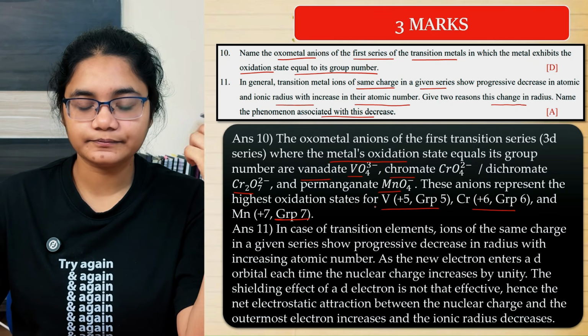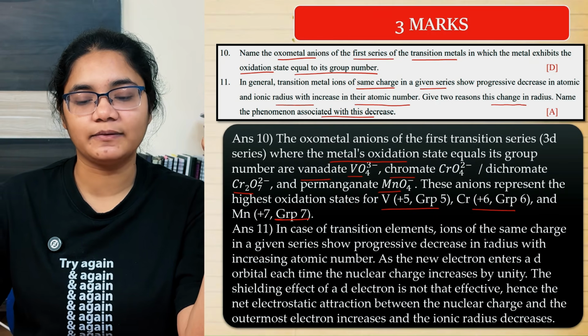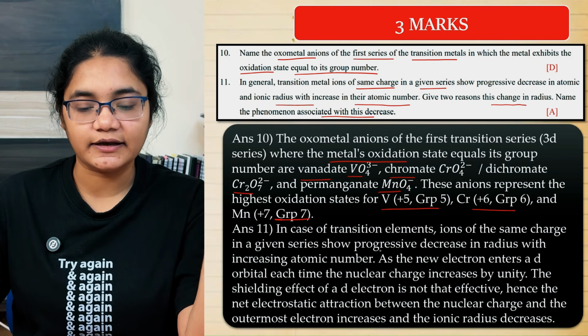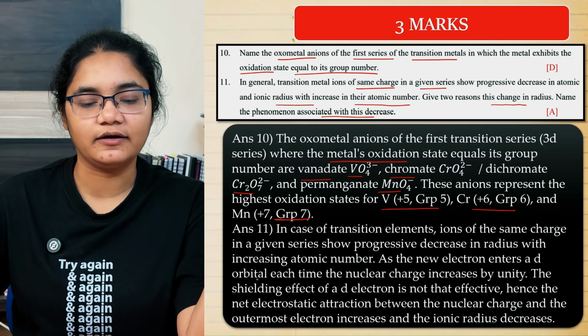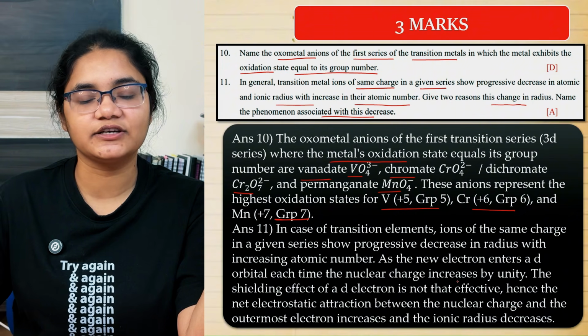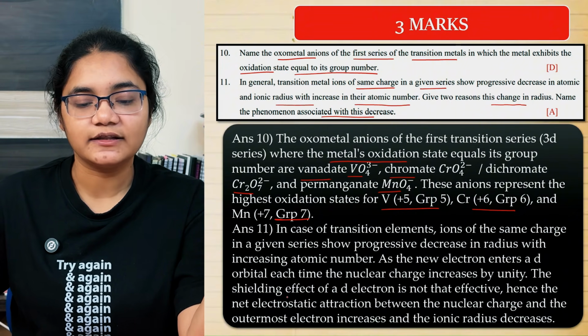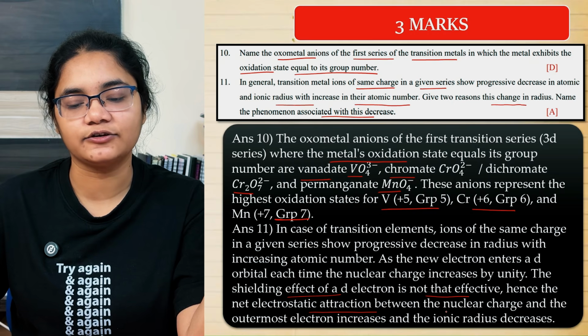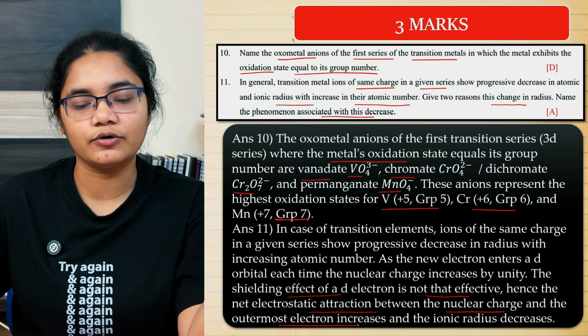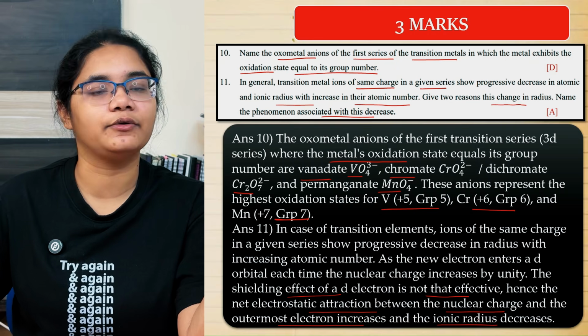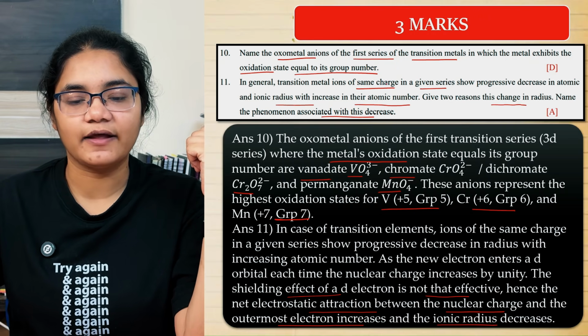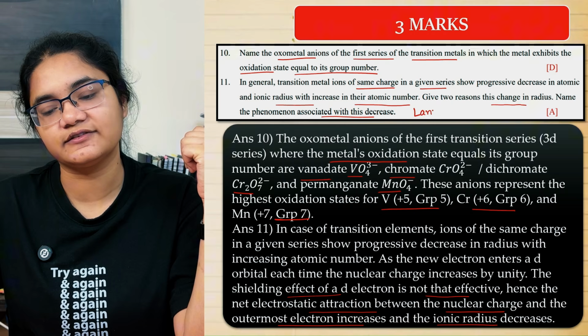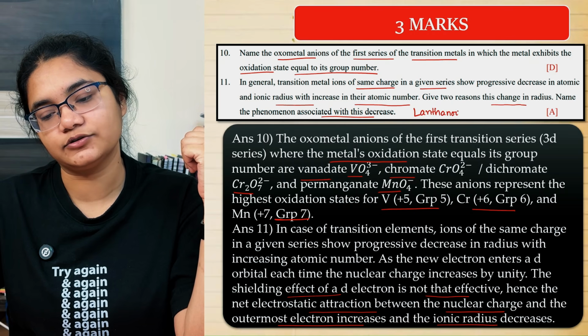So we all know, in case of transition elements, the ions of the same charge decrease in size because as the new electron enters a d orbital, each time the nuclear charge increases by unity. The shielding effect of the d electron is not so effective, hence the net electrostatic interaction between the nuclear charge and the outermost electron increases and the ionic radius decreases, right? And what is the phenomenon associated with this? This is called the lanthanoid contraction.